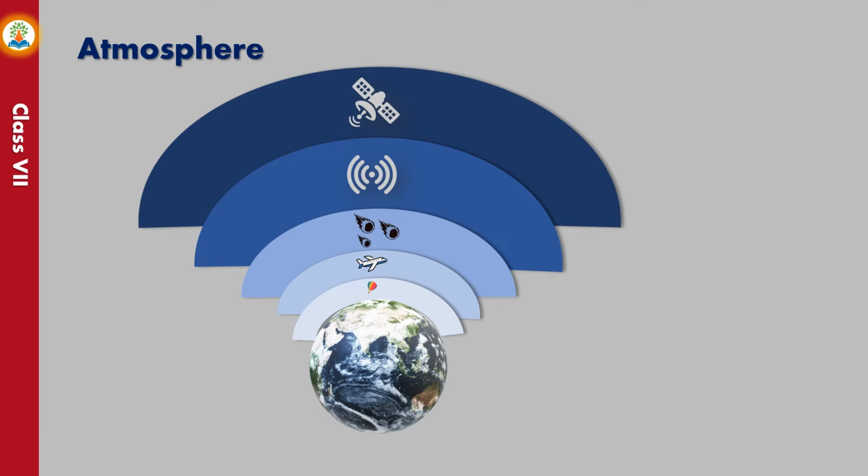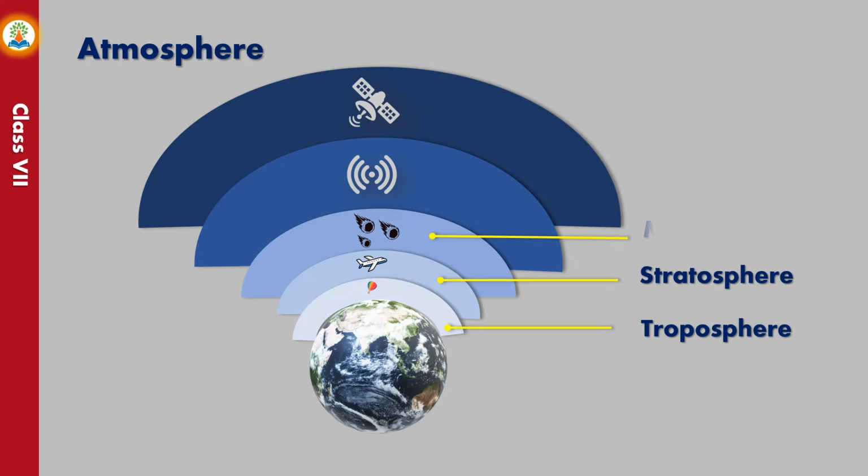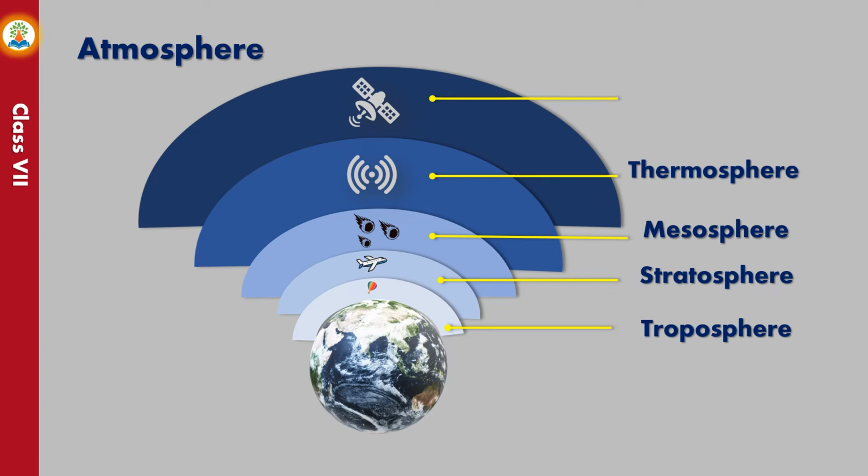The atmosphere is divided into 5 layers based on composition, temperature and other properties. Starting from the surface of the Earth, the layers are called Troposphere, Stratosphere, Mesosphere, Thermosphere and Exosphere.